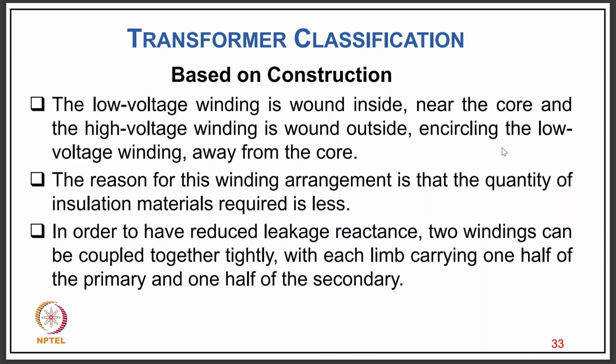The reason for this winding arrangement is that the quantity of insulation material required is less, and in order to have reduced leakage reactance, the two windings can be coupled together tightly, with each limb carrying half of the primary and secondary on the same limb. This has already been mentioned many times. It becomes very important because in the symbolic diagram we always show one winding on one limb and another winding on the other, but in reality we put half the winding on both limbs, even in a single phase.